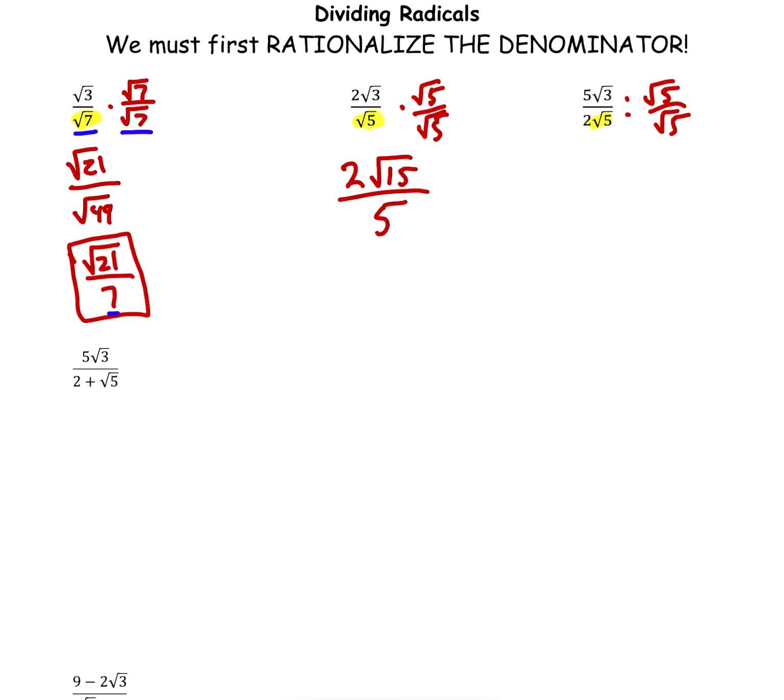When I multiply this out, rad 3 times rad 5 would be rad 15 over 2 rad 5 times rad 5 is 5. So that would equal 5 rad 15 over 10. Keep on simplifying that. You can simplify the 5 and 10. That would be rad 15 over 2.